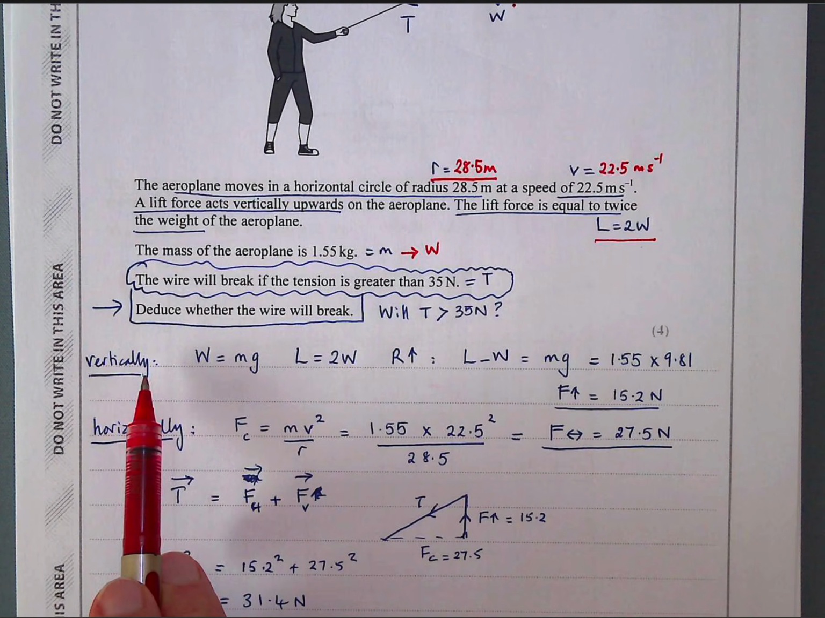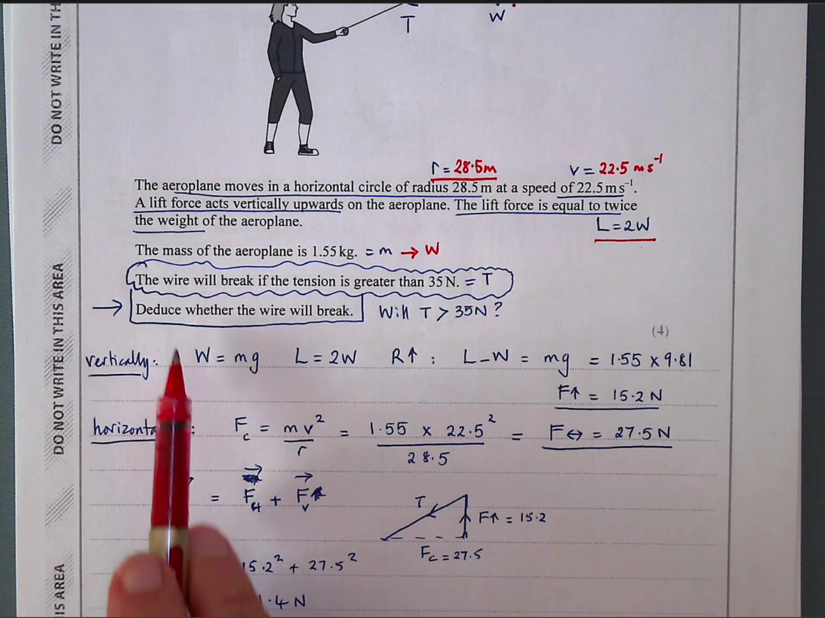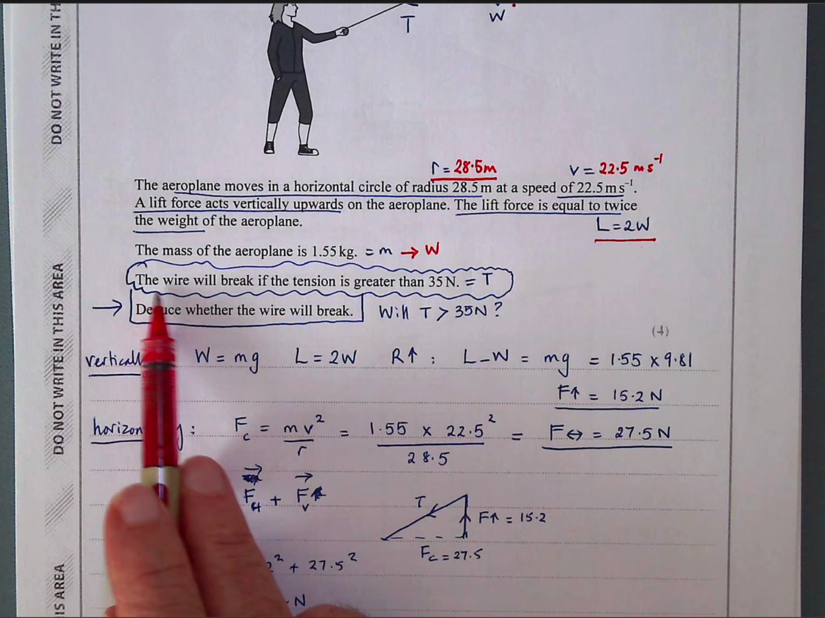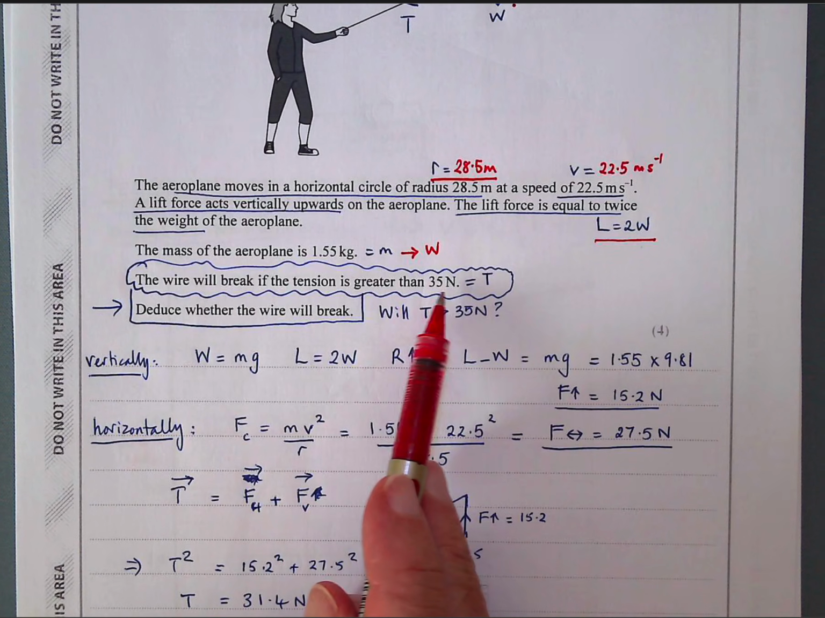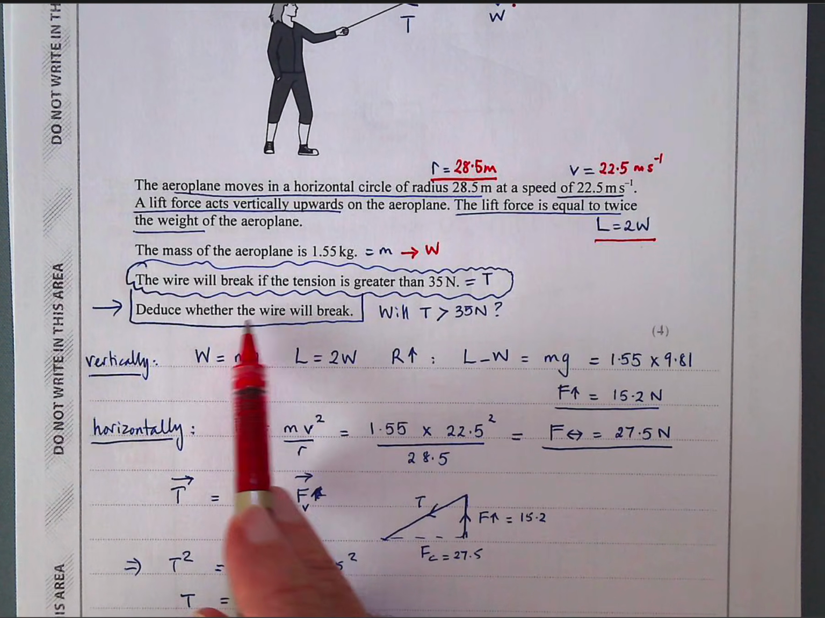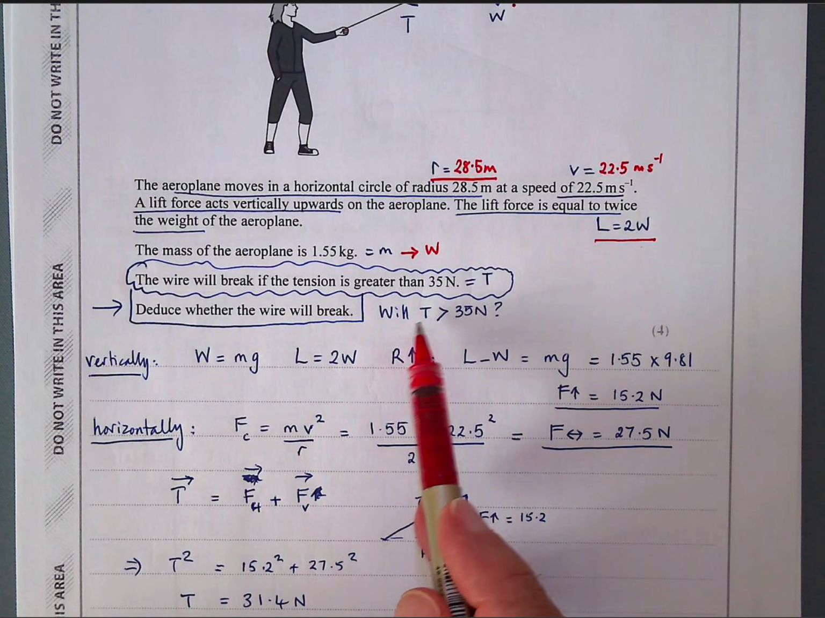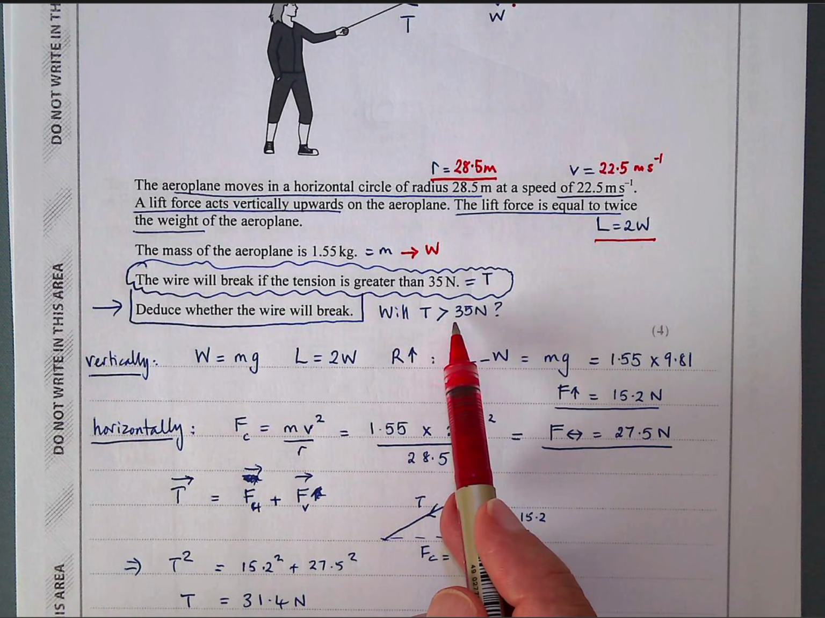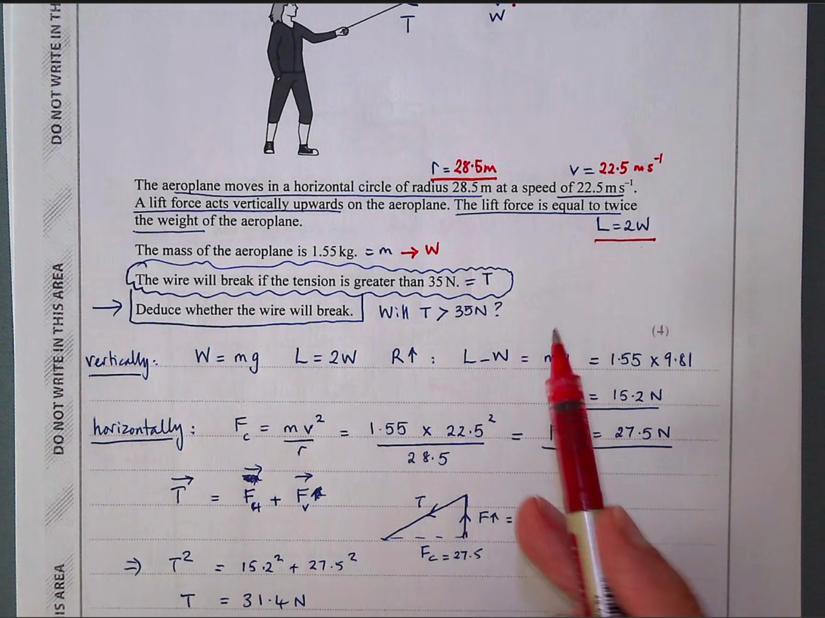Okay. So what do we need to do next? They want you to say that it says the wire will break if the tension is greater than 35 newtons. So you have to deduce whether the wire will break or not. In other words, using the numbers we've been given, will T be greater than 35 newtons or not? That's what we want to do.